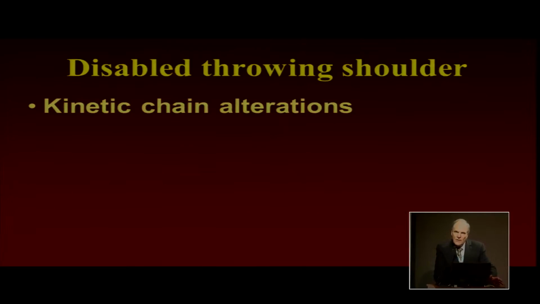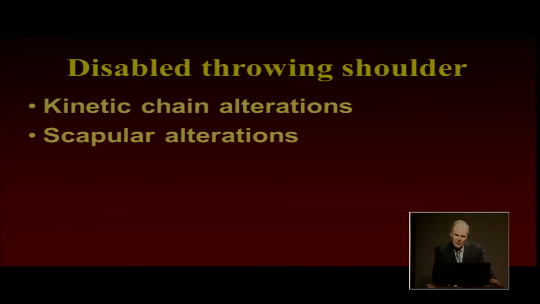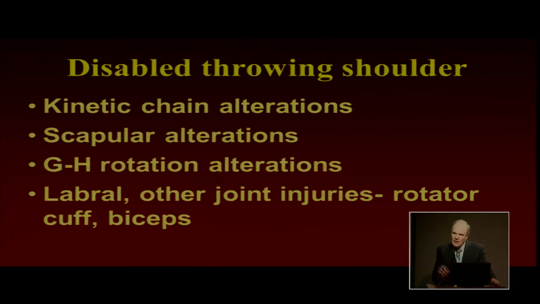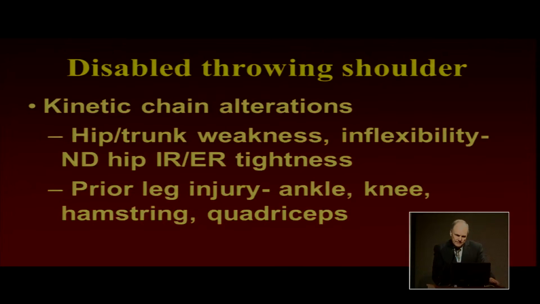So the things that we have found, the spectrum of pathology in these groups of patients that have something wrong with their shoulder: they have kinetic chain alterations, they have scapular alterations, glenohumeral rotation alterations, and then they have the actual anatomic injury, whether it's the labral injury, biceps, partial rotator cuff, or a combination of those problems. And so you cannot take one of these things and deal with it by itself. You have to take this whole group and work with all those components.